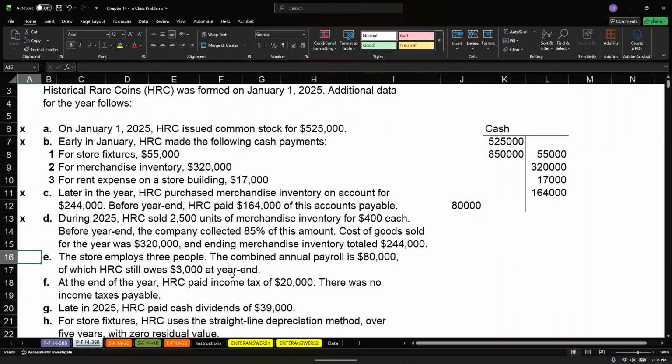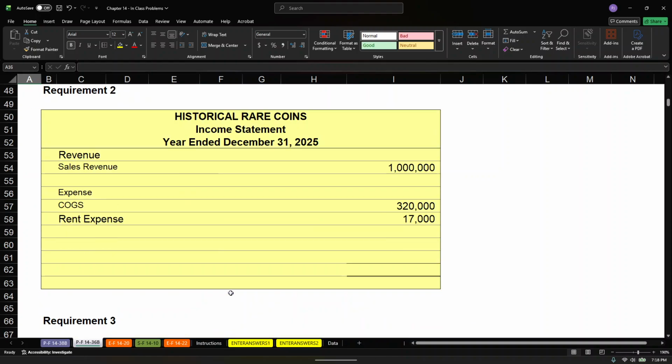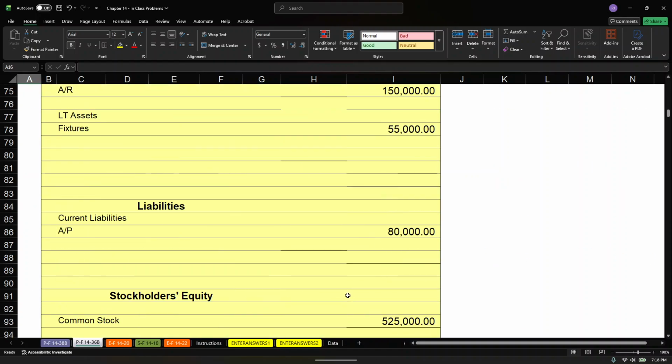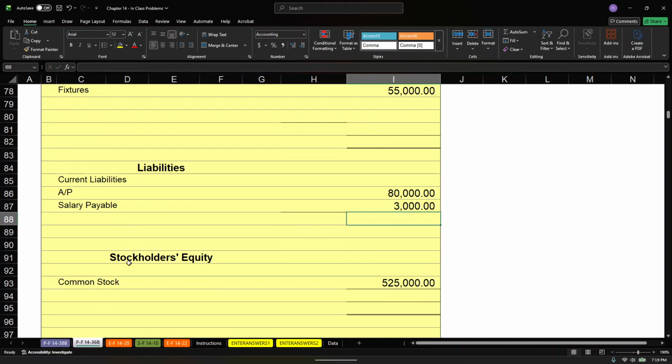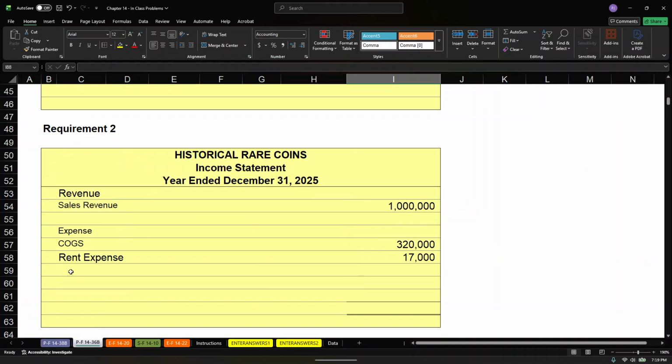It's a negative adjustment. Okay, so where are we? Current liability, salary payable, 3,000. And then we had salary expense, 80,000.